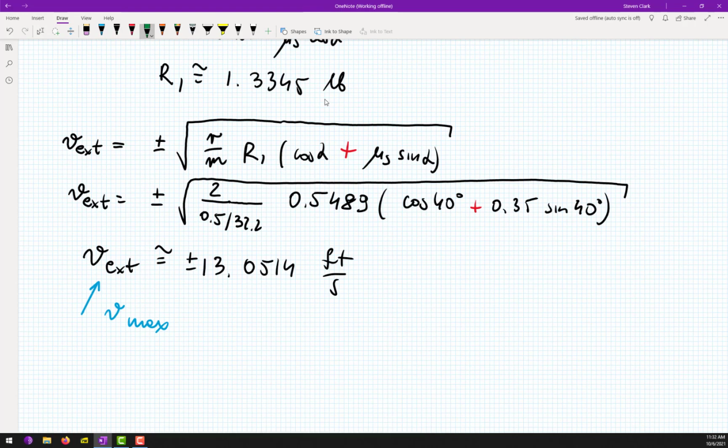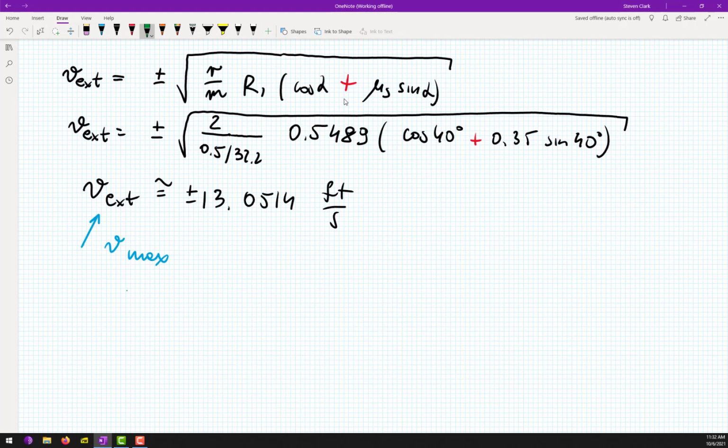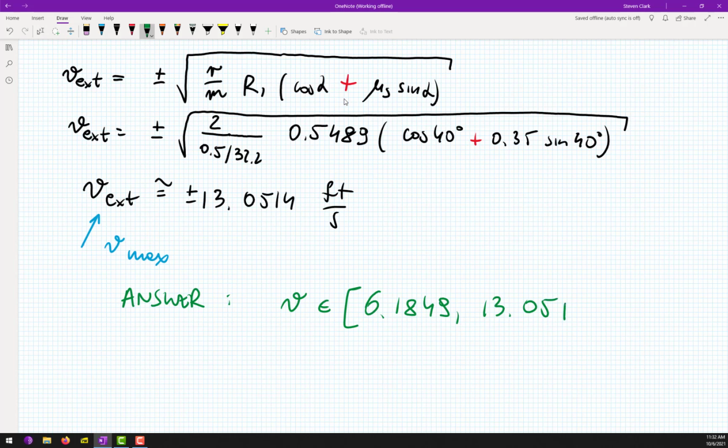So our answer is following. V, to prevent sliding, V belongs to the range from 6.1849 to 13.0514 feet per second. And this is the answer. That's all. That's the end of the problem. Any questions?